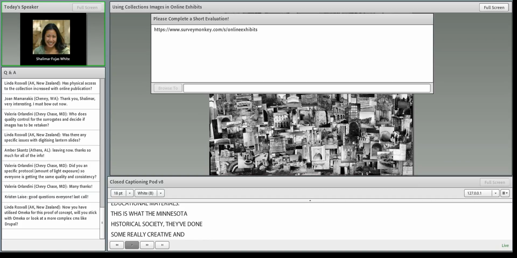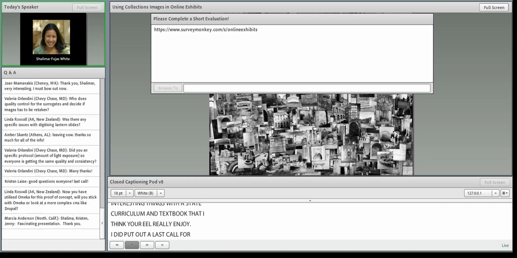I did put out a last call for questions. And I was going to ask, someone had mentioned in the chat, and this may be a non-issue when it comes to Creative Commons licenses, but did you ever think of doing any kind of watermarking on the images themselves to get that point across?